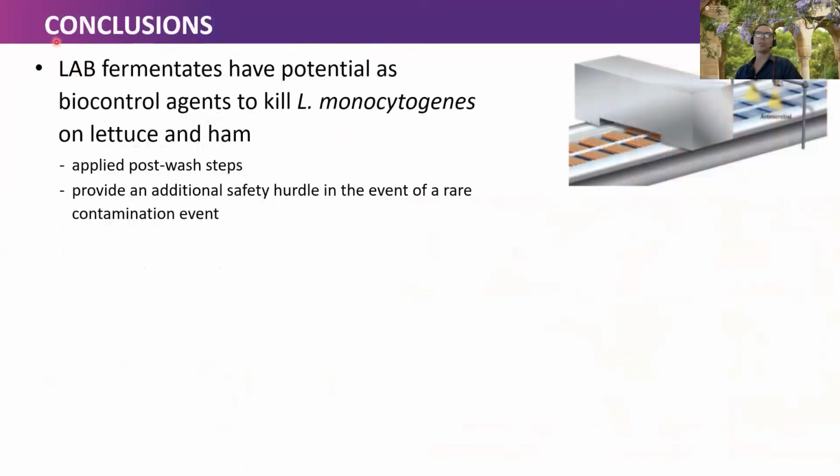So just in conclusion, from the work we've done, lactic acid bacteria fermentate have potential as biocontrol agents to control listeria on lettuce and ham. So you could apply this post-wash, just before you package up this food, to provide an extra safety hurdle in the event of a rare contamination event. As shown here, you could apply this to a processing line where you spray this mixture onto the product at the end.